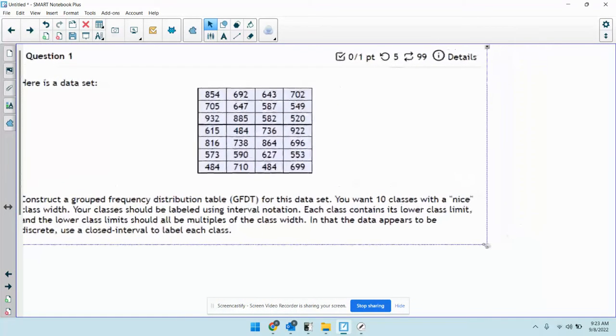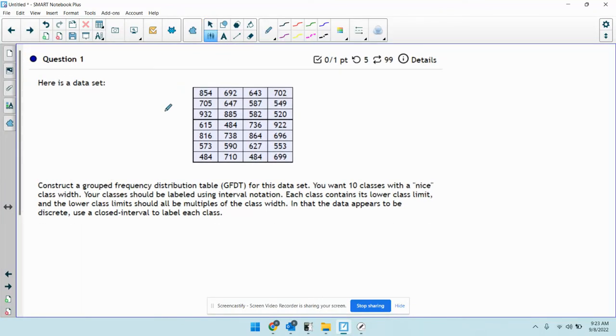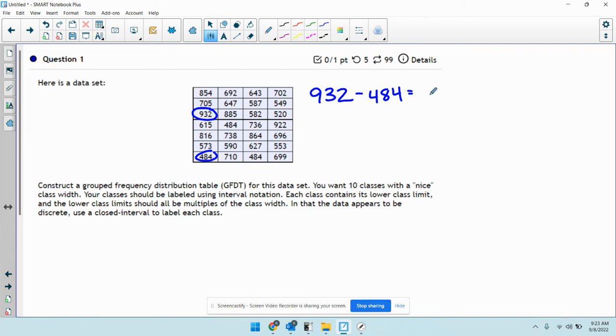So first thing I'll do here is, again, find the range. This is the kind of pain in the butt part where you have to look for the highest and lowest values. The highest value is 932. The lowest value, looks like 484. So when I find the range, I have 932 minus 484, 448.